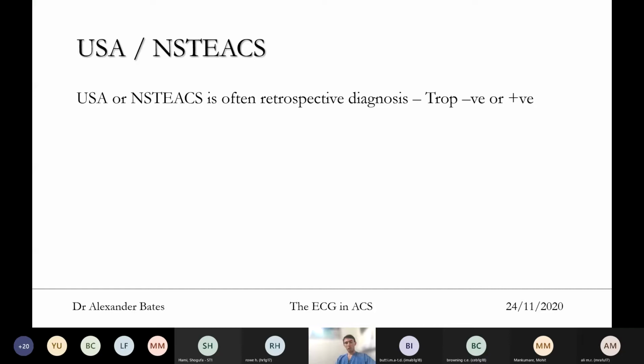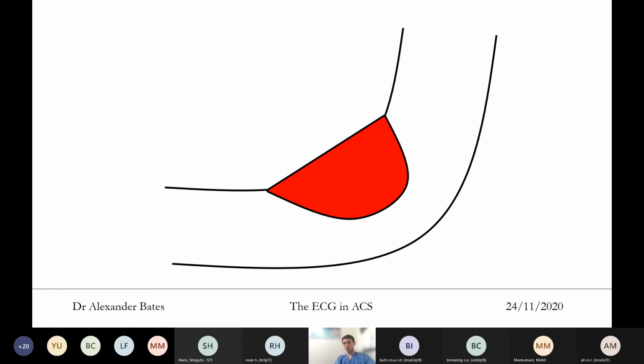Therefore, having unstable angina, which by definition is no myocardial death or necrosis at all, and having a negative troponin is actually quite uncommon. However, the two diagnoses still exist, and you will be treating these essentially the same way. It represents subendocardial ischemia, as we mentioned, and this is what I mean by subendocardial ischemia.